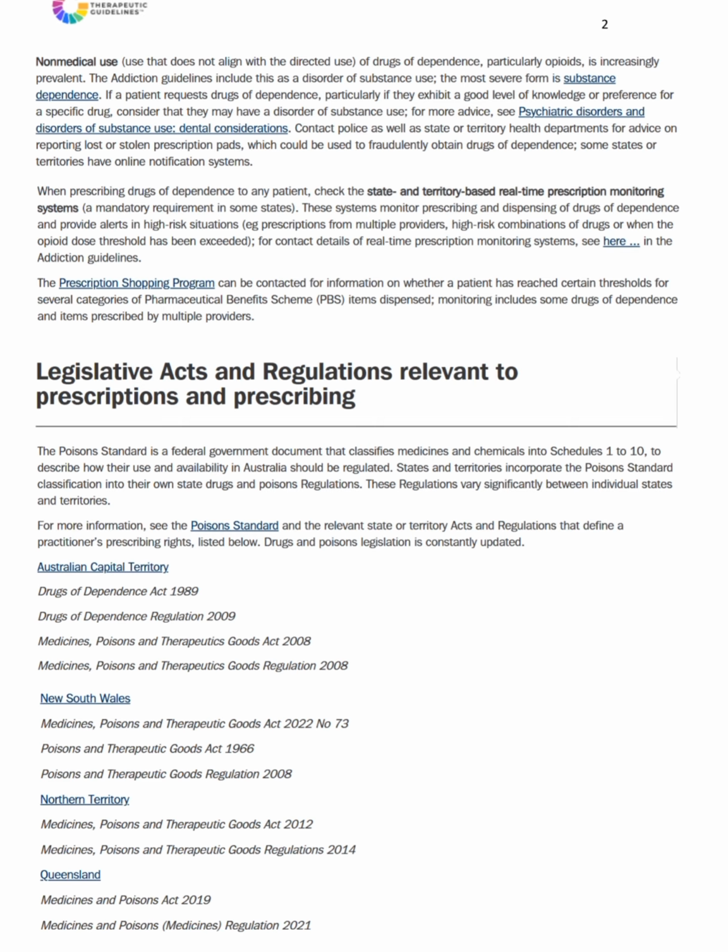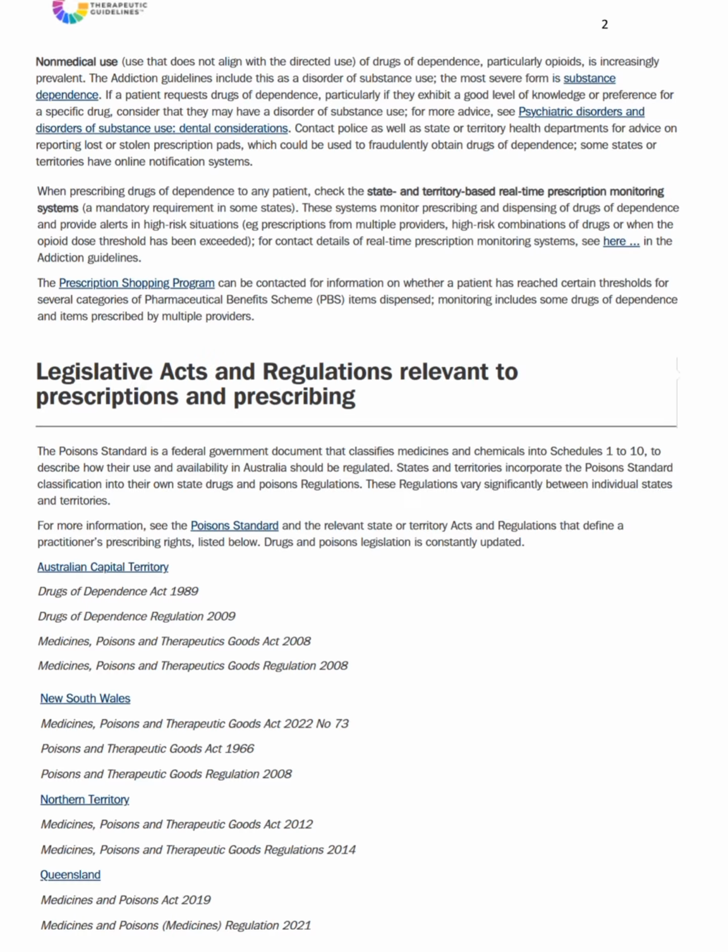When prescribing drugs of dependence to any patient, check the state and territory-based real-time prescription monitoring system. It is a mandatory requirement in some states. These systems monitor prescribing and dispensing of drugs of dependence and provide alerts in high-risk situations, for example, prescriptions from multiple providers, high-risk combinations of drugs, or when the opioid dose threshold has been exceeded. For contact details of real-time prescription monitoring systems, they have again given their link in the addiction guidelines. You can see if you really want to know.